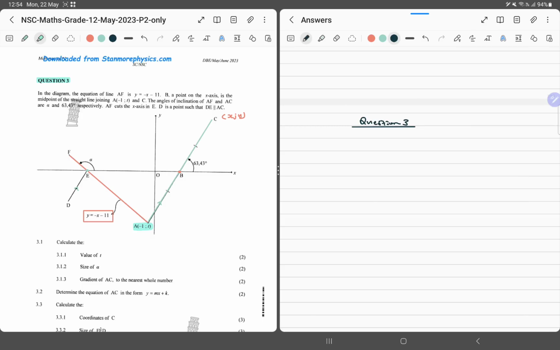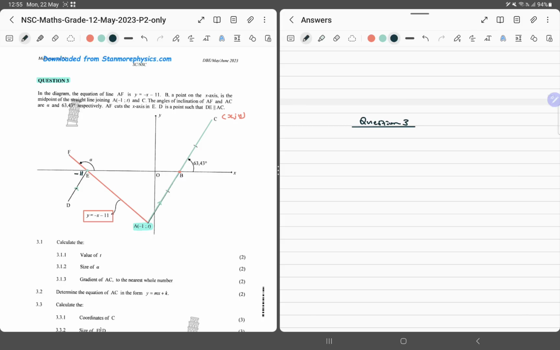Sorry for just the interruption here. And then for AF we already have the equation, so we can work out the x-intercept E. Easy, which is simply going to be -11. So we know that at E we are looking at -11, because if we work out here the x-intercept, it gives us -11. We are sorted.